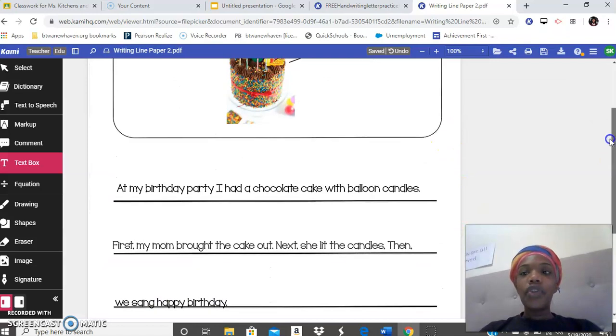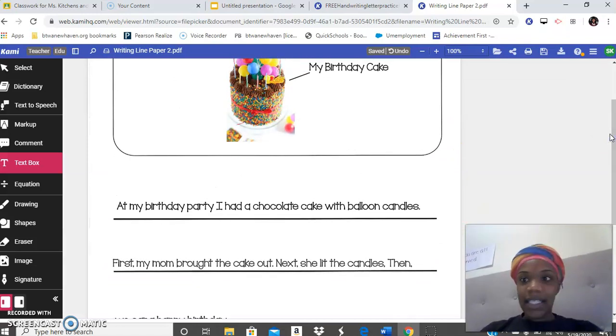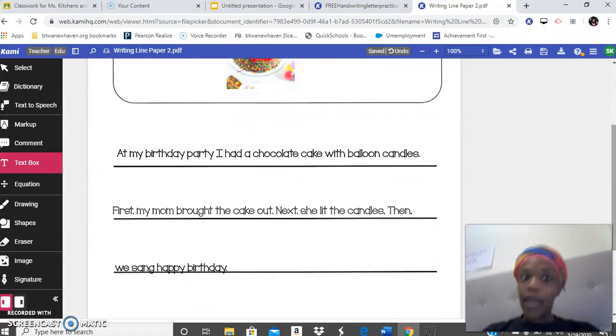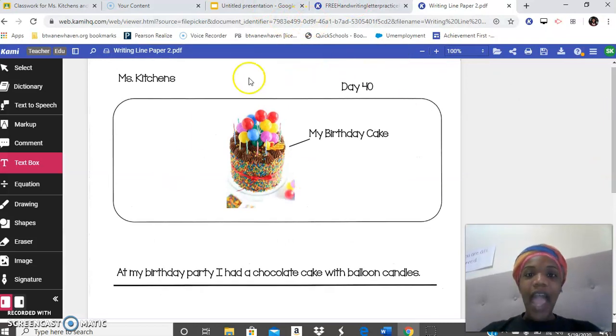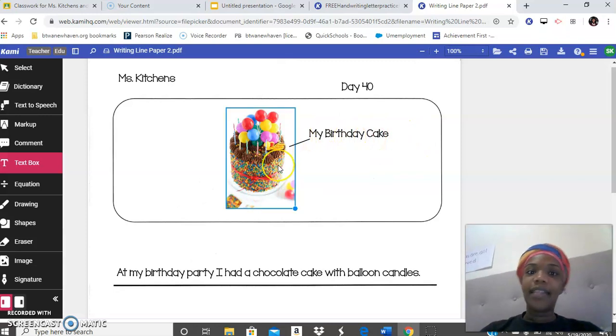Okay? So those are my sentences. I made sure I used capital letters at the beginning of my sentences. I made sure that I use the appropriate punctuation marks at the end of my sentences. And I have lowercase letters in between my sentences, okay? Make sure you're doing the same thing. Hopefully this was helpful for you too. And I labeled my picture to let my readers know that this is the birthday cake that I had at my birthday party with balloon candles.